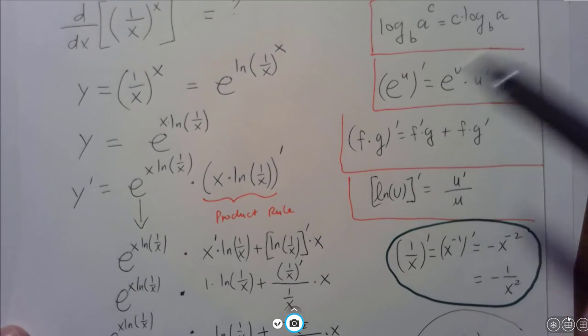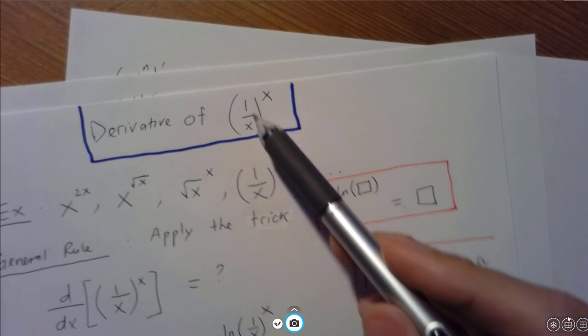Okay, so that's how you solve the problem for the derivative function of 1 over x to the x power.